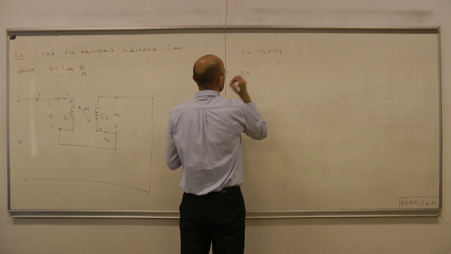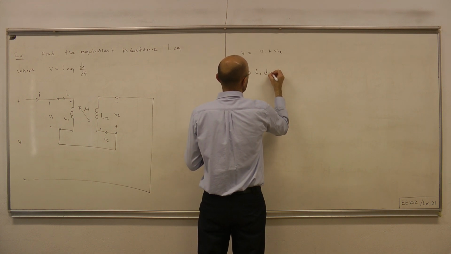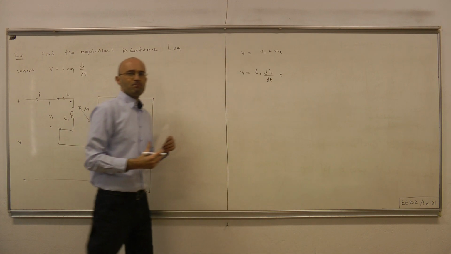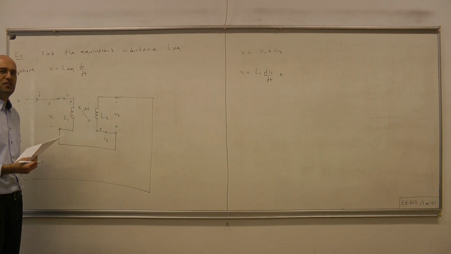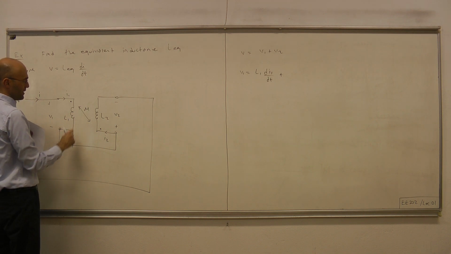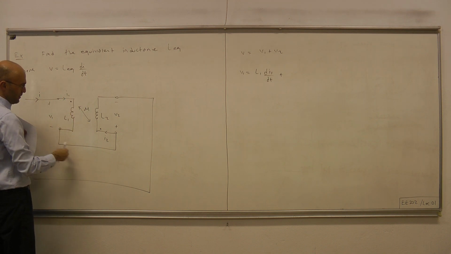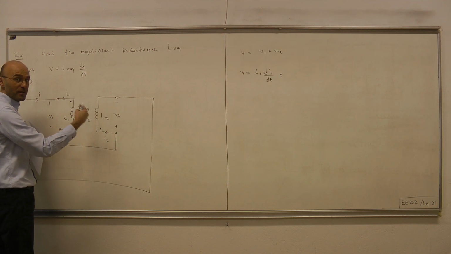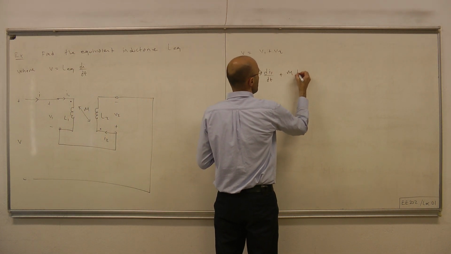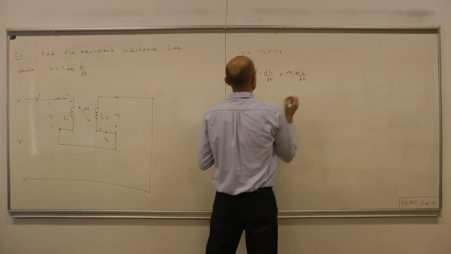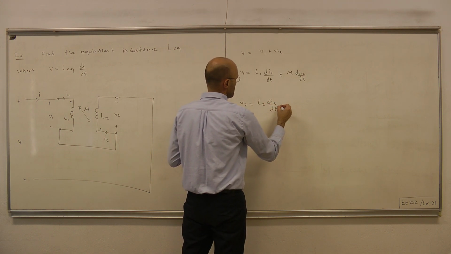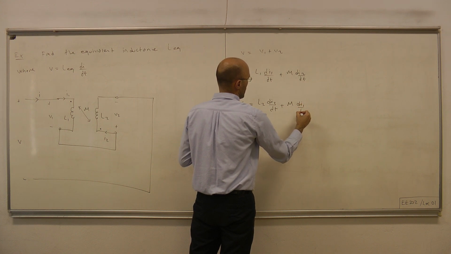So what we have is V1 equals L1 dI1/dt plus or minus N times dI2/dt. Okay, so to determine whether it's plus or minus, we'll look at the dots. I1 is entering from the dot terminal. I2 is entering from the dot terminal 2. Therefore, they're doing the same thing. Hence, we have to have plus N dI2/dt. Likewise, V2 equals L2 dI2/dt plus N dI1/dt.